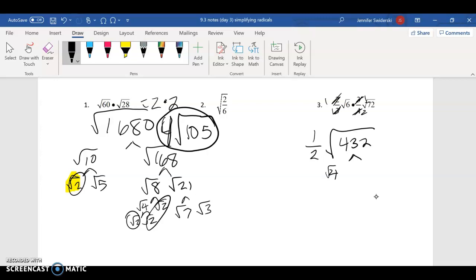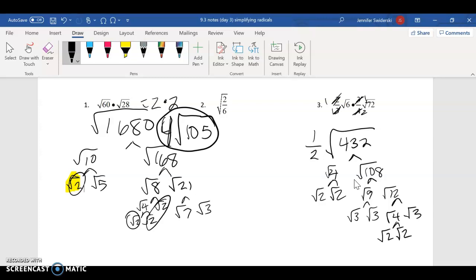You can break it down to 4 and the square root of 108. 4 will break down to 2 and 2. I'm looking for my buddy pairs. 108 will break down to 9 and 12. Square root of 9 is a perfect square. We get 3 and 3. 12 will be 4 and 3. 4 becomes square root 2 times square root 2. I'm looking for buddy pairs.